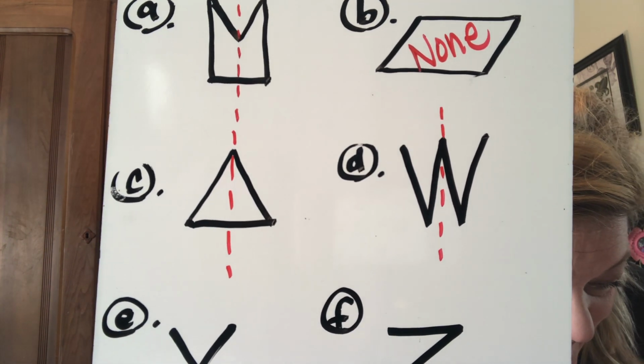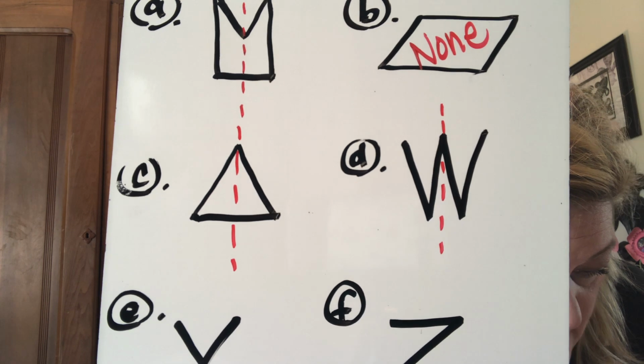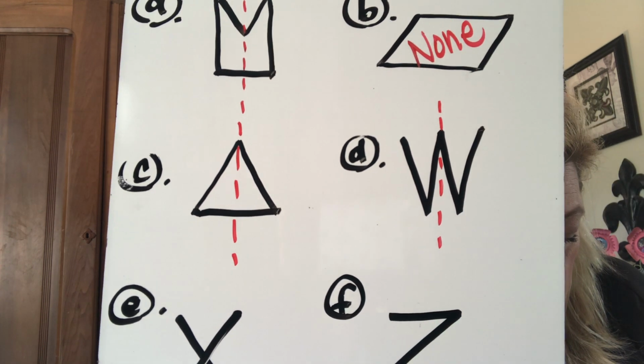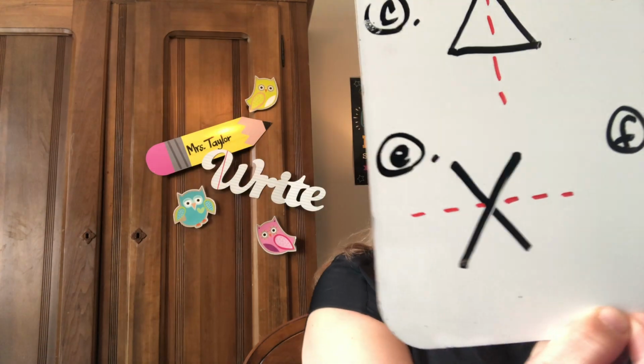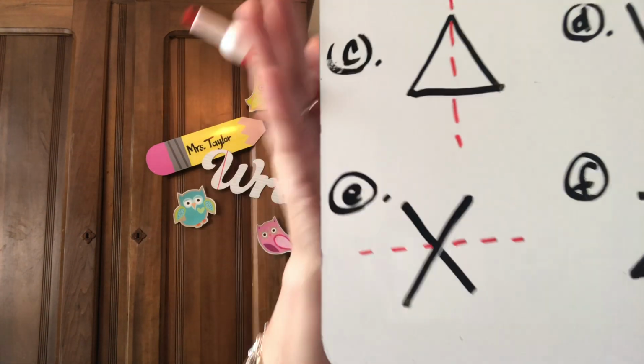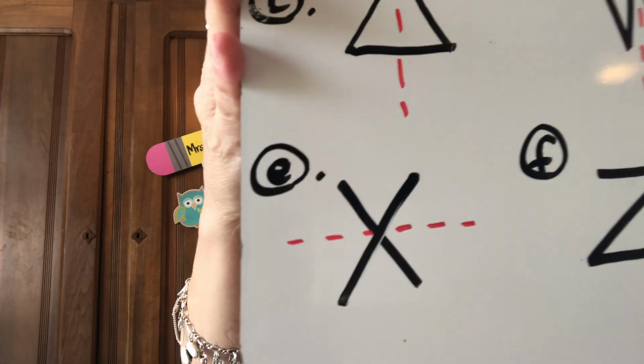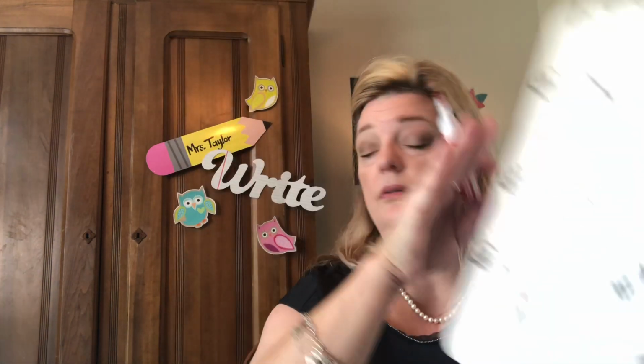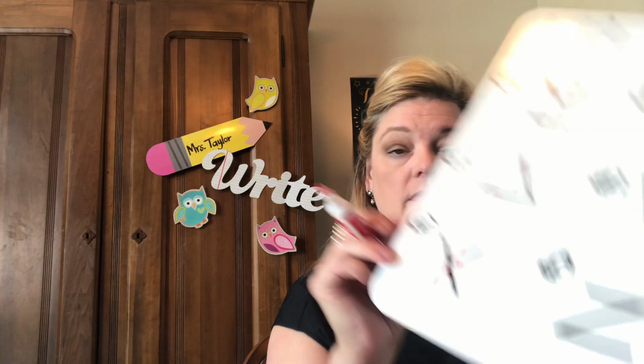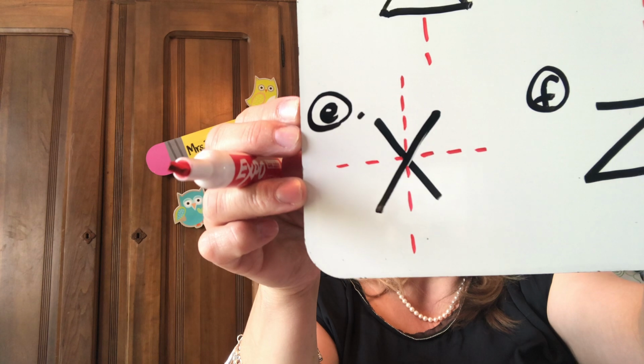Now the letter X is interesting. You really have 2 lines of symmetry. We could go right through the middle of it, right? And it would without a doubt show you a line of symmetry. But what about that's horizontal, how about vertical? Yeah.